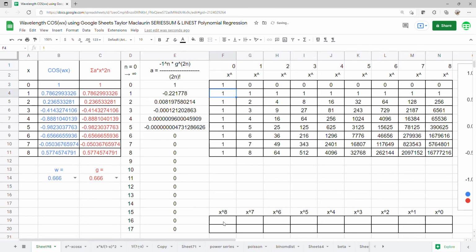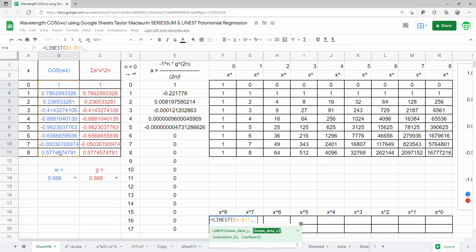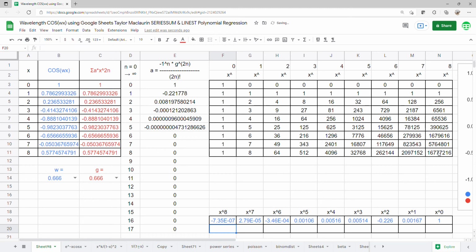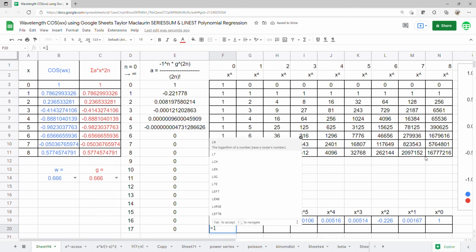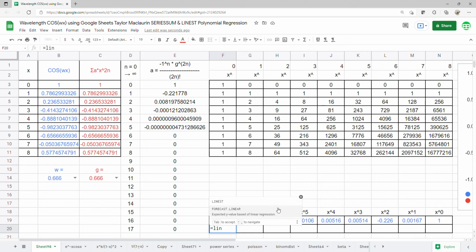Now we can calculate the polynomial regression coefficient using LINEST. Data y, comma, data x. This is also LINEST. Data y, comma, data x.